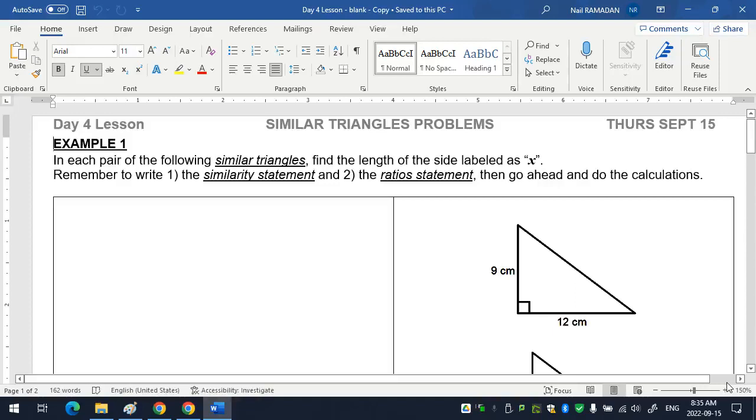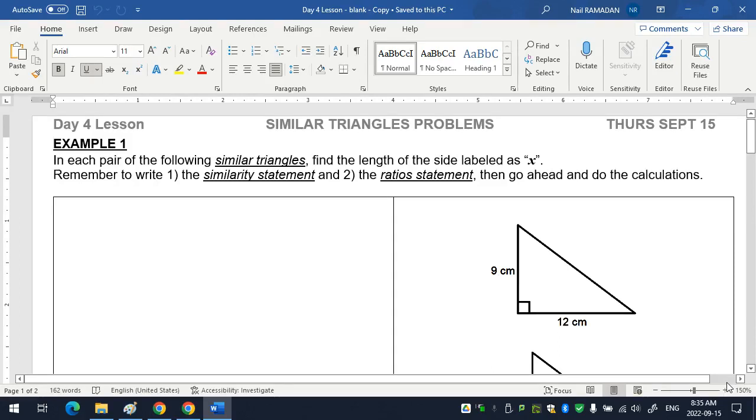Let's look at the first question. We have a bunch of triangles here. All we have to do is what? We know they're all similar. By the way, listen up, sometimes in a similar triangle problem, before you actually do the math, you have to prove that the triangles are what?